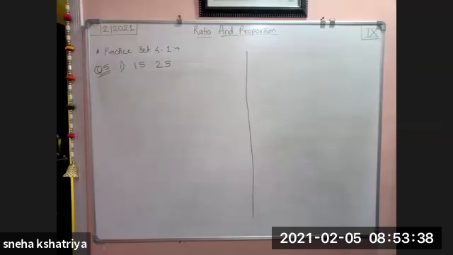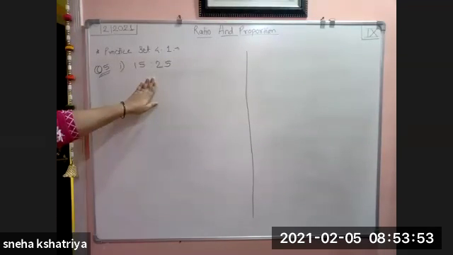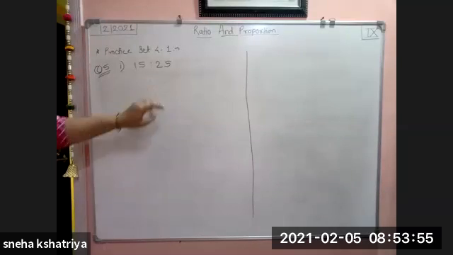Number 4 of practice set 4.1 on your page number 61, textbook page number 61. Today we are going to complete our question number 5 and question number 6. What is question number 5 given to us? That is, convert the following ratios into percentage. Whatever the ratios are given here, we have to convert them into percentage.